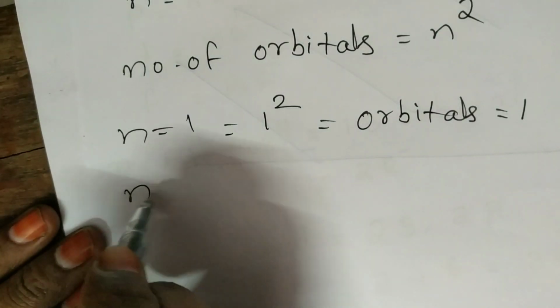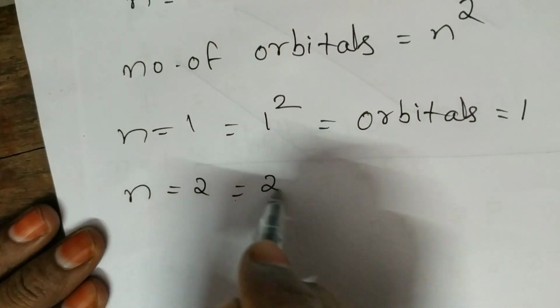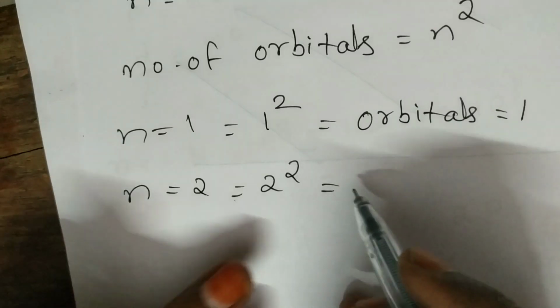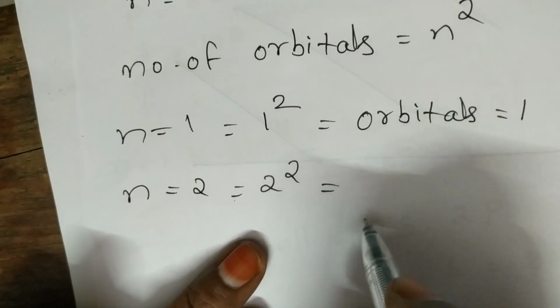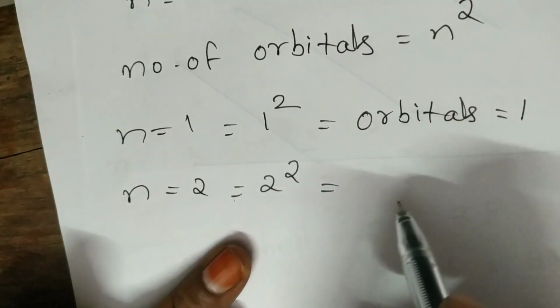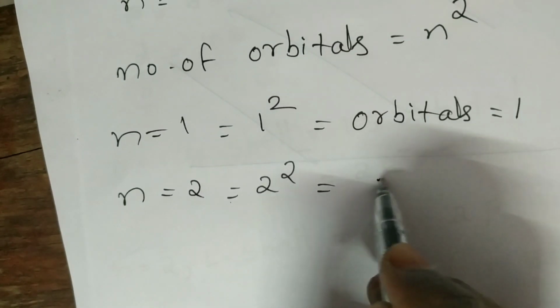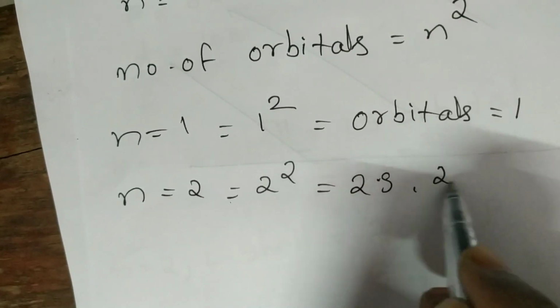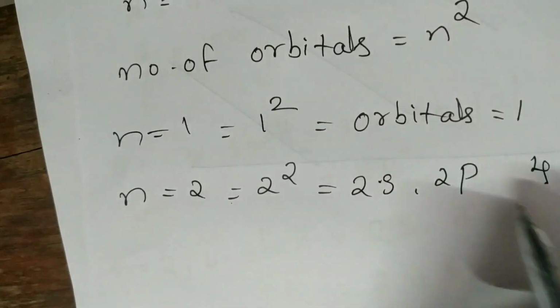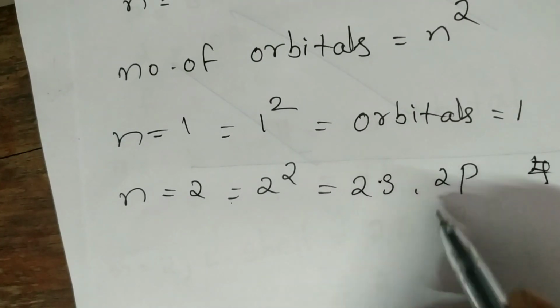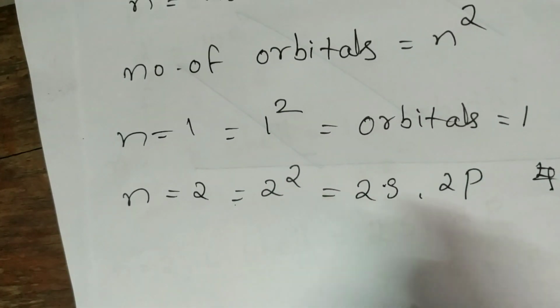And take n is equal to 2. That means 2 square. The number of orbitals it can accommodate: here n is equal to 2, so 2s and 2p, a total of 4 orbitals. And then take n is equal to 3.